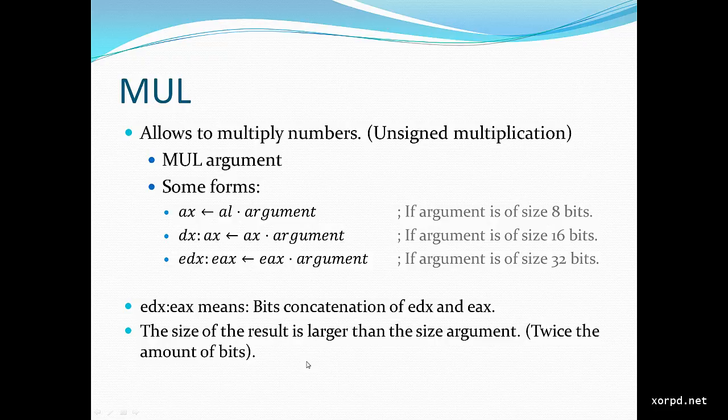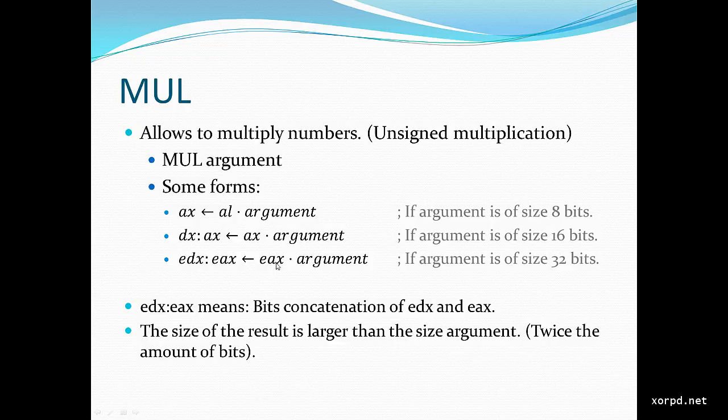An interesting thing to see here is that the size of the result is always larger than the size of the argument. If we say it exactly, it is twice the amount of bits. It is twice the size of the argument. And there is some logical explanation of that. Why is that? It makes sure that there is no wraparound. For example, here, AX times argument. Argument is of size 16 bits, and so is AX. So the result could be no more than 32 bits, which exactly fits into DX AX.